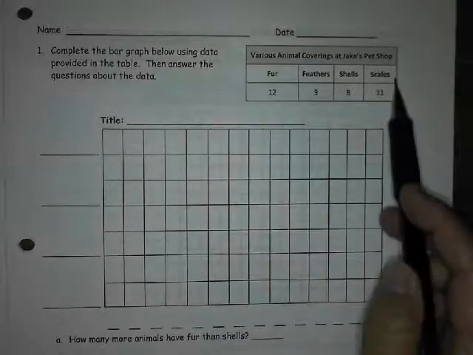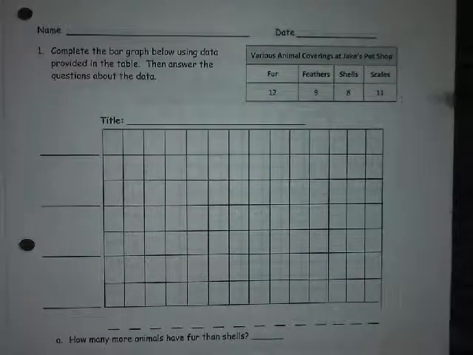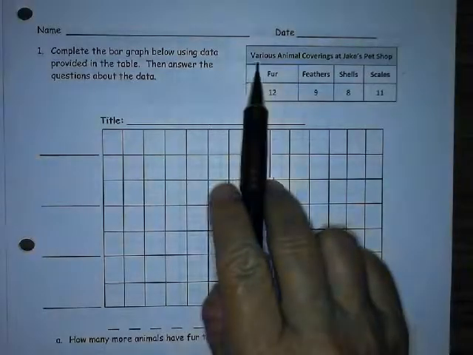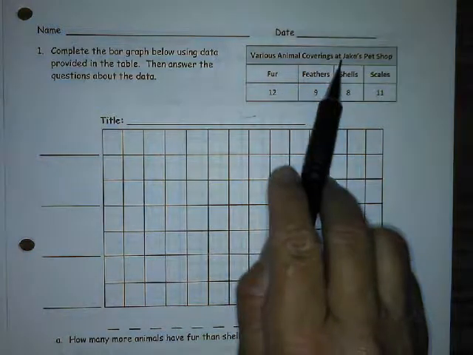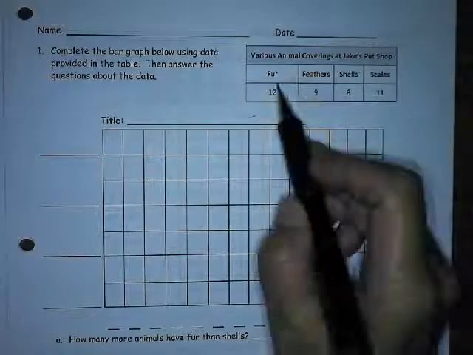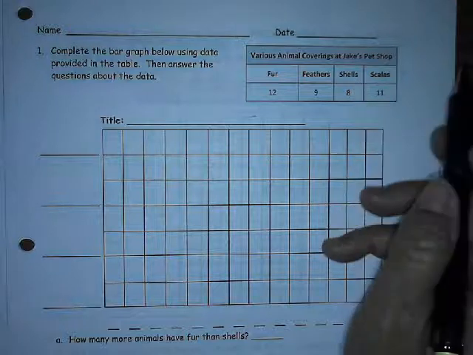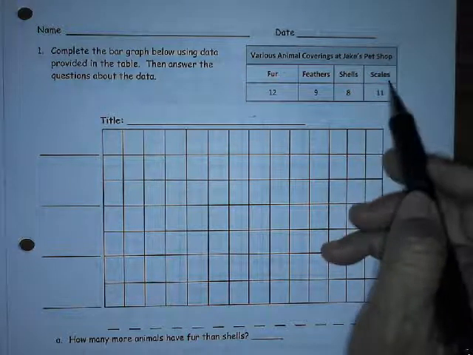Okay, what's this called, kids? Bar graph. Nope, that's not a bar graph. What is this called? Table. This is called a table, and the title is here. It says Various Animal Coverings at Jake's Pet Shop. So an animal covering can be fur, it can be feathers, it can be shells or scales.